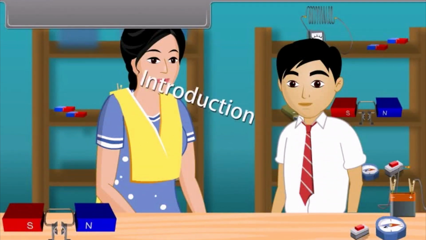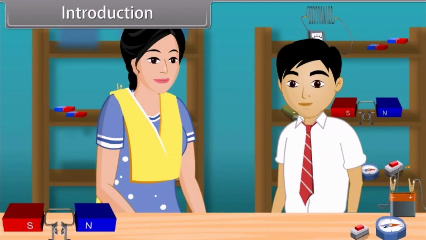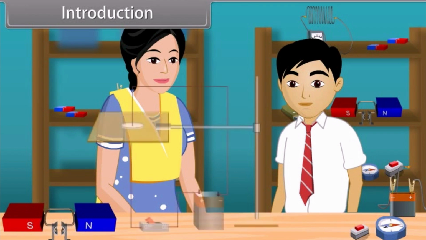Introduction. Today, our physics teacher is going to perform an experiment in the physics lab. She starts the experiment in front of the students. She took a cardboard having a hole at the center. She made an electronic circuit and passed the wire from that hole. Then, she sprinkles the iron dust on the cardboard uniformly.